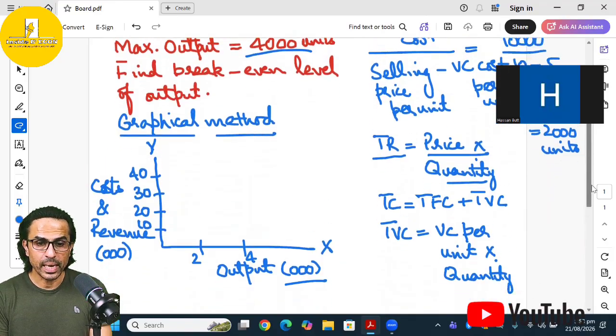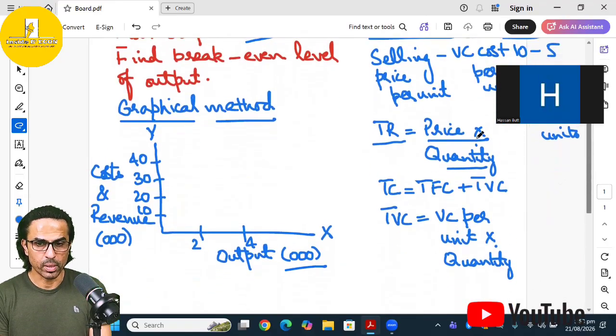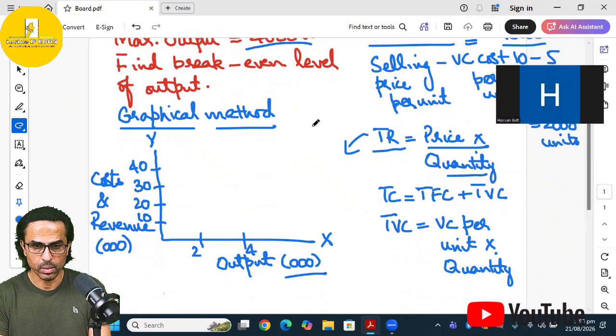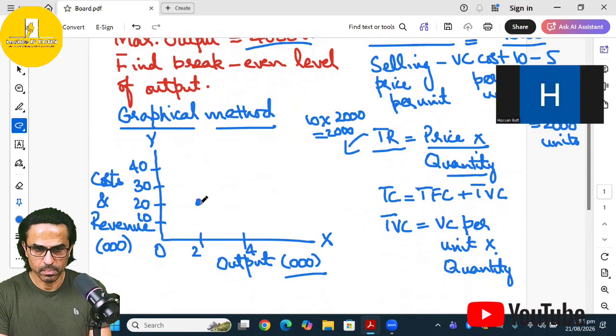So now let's say at 2,000 units, what is the total revenue? You can see that this is the formula, right? So what is the price? Price is again given in the data, that is $10. So 10 into 2,000. That will be how much? 20,000, right? So we'll get 20,000 as revenue at output level 2,000, right? This is 0. So this will be right here.